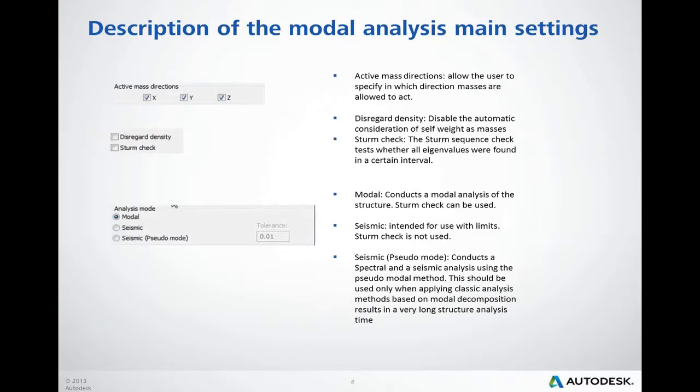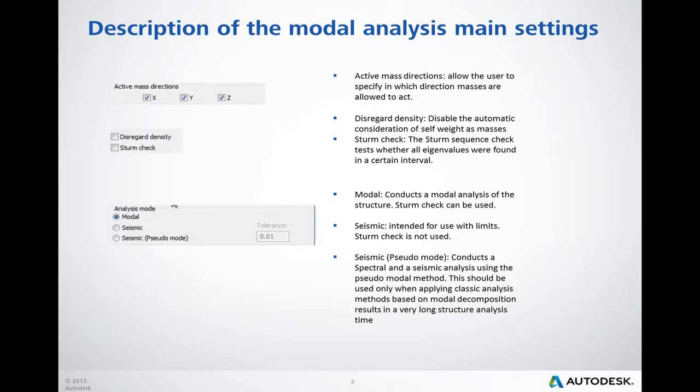For the masses, it is possible to set active directions. As a default, the program automatically considers the self-weight as a mass for modal calculations. If one doesn't want to use it this way, you may use the disregard density checkbox. Sturm check: the Sturm check tests whether all eigenvalues were found in the chosen interval or not.